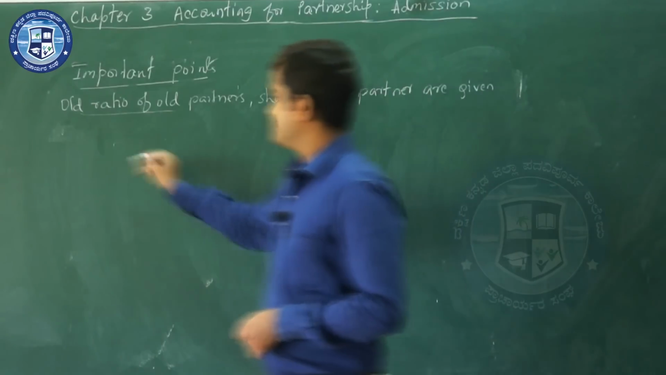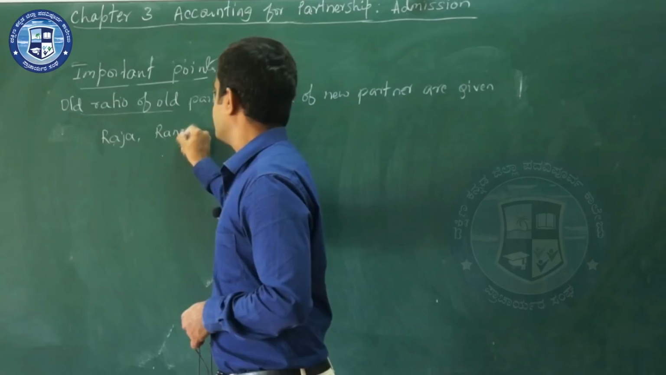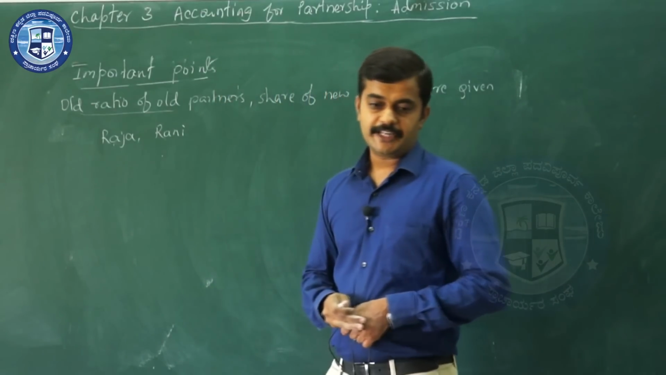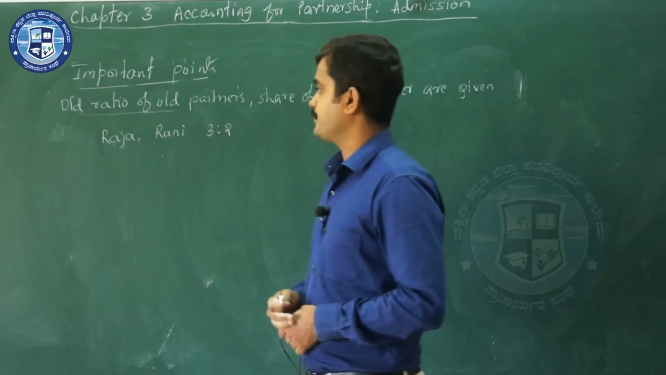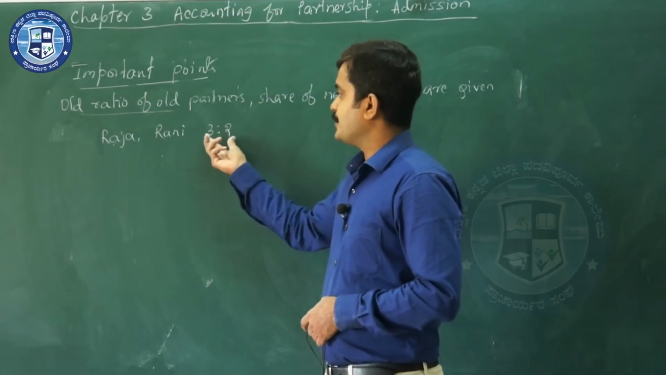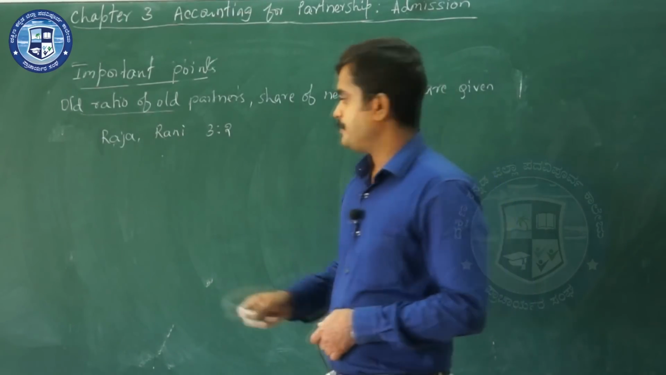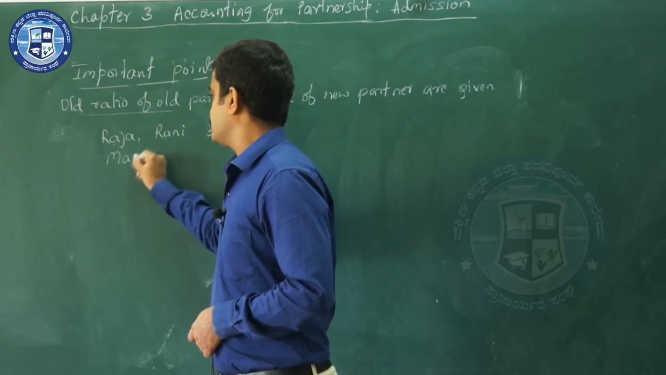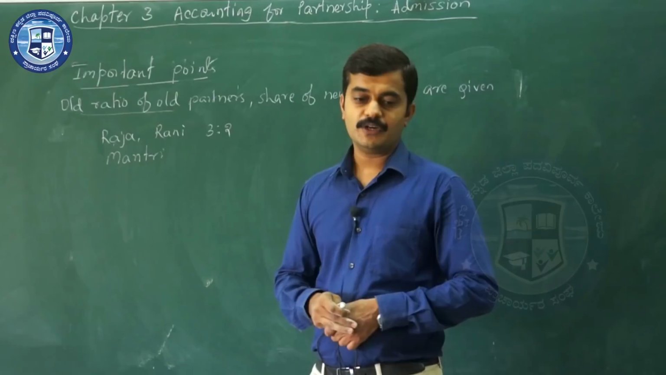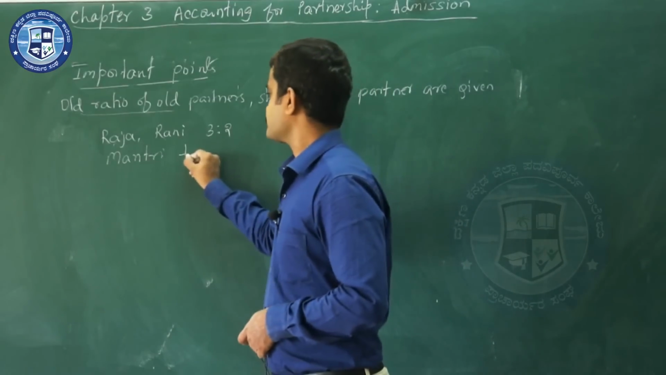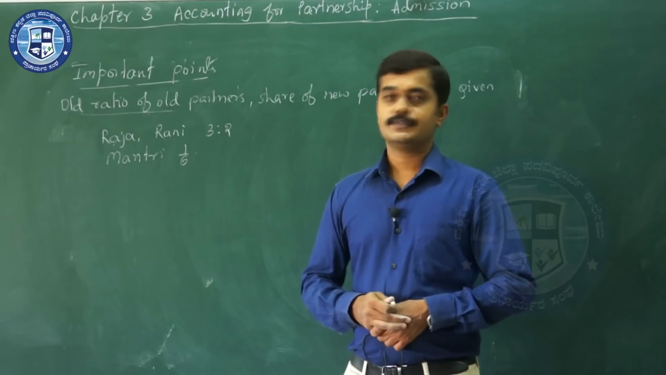There are two partners, Raja and Rani, sharing profits and losses in the ratio of 3:2. So the old ratio of old partners is given. They admit Manthan as a new partner and give him 1/6 share. Calculate new profit sharing ratio.